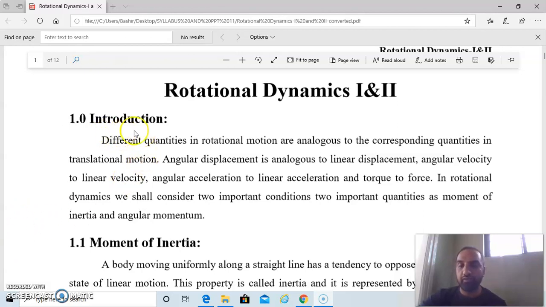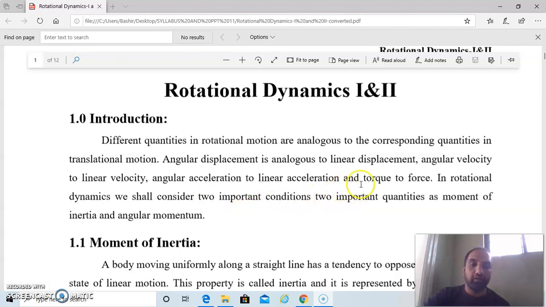Here in the introduction, the different quantities in rotational motion are analogous to the quantities available in translational motion. Angular displacement is analogous to linear displacement, angular velocity is analogous to linear velocity, angular acceleration is analogous to linear acceleration, and torque is analogous to force. In this way, the quantities observed in rotational motion are analogous to the quantities observed in translational motion.